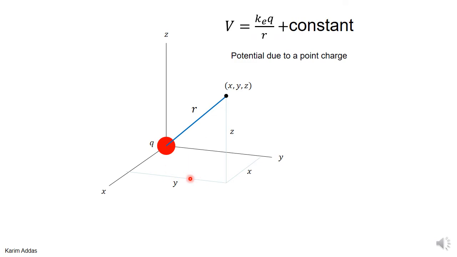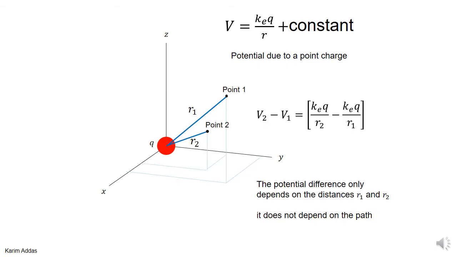So let's look at the result we got for a point charge. We showed that the potential for a point charge is kq over r plus a constant. This constant can be any value you want. If you get the potential difference between 2 points, this constant will just cancel out and you get kq over r2 minus kq over r1. So the potential difference between 2 points is always the same value. It only depends on the distance between the charge and point 1, and the distance between the charge and point 2. That's all it depends on.